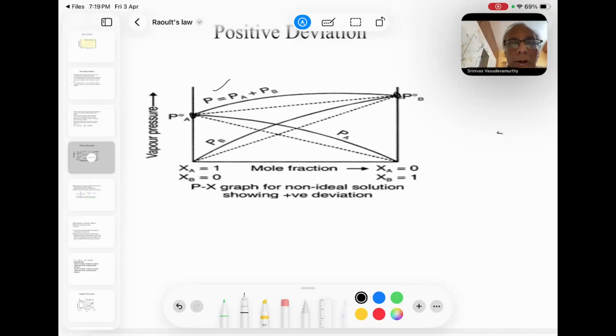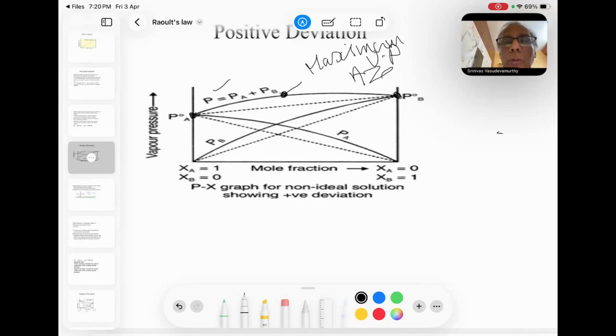Now let us see the maximum in this curve, which shows the P total. Let us say it's maximum here. This is the maximum vapor pressure. This point is called the azeotrope. You'll see it later. The maximum in the curve forms an azeotrope. An azeotrope is a constant boiling mixture without any change in its composition. Later we'll see that in detail. Positive deviation we have seen.